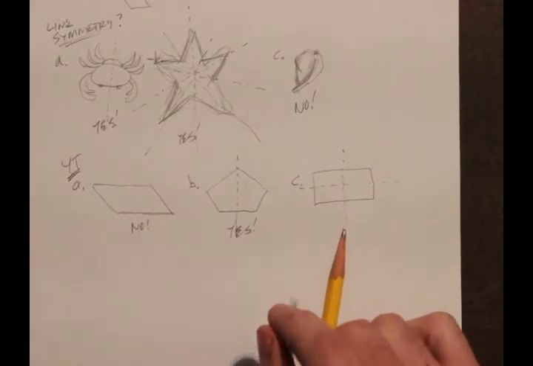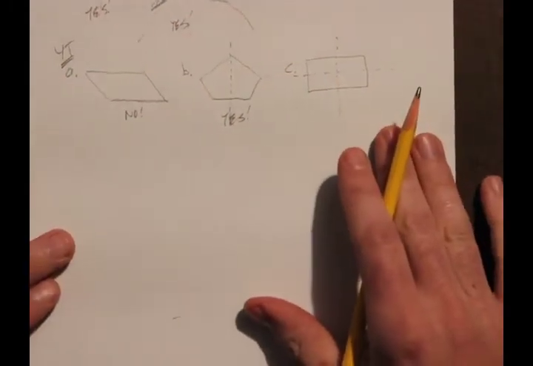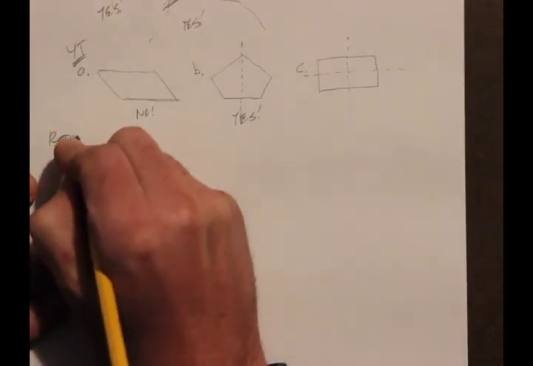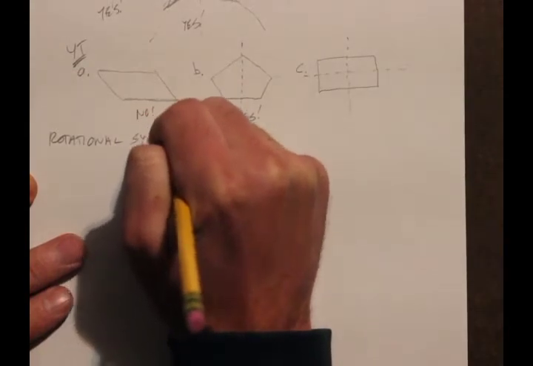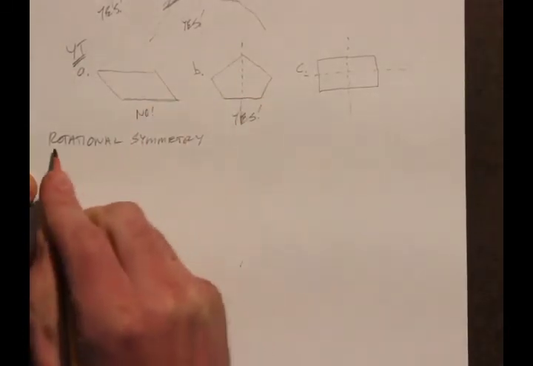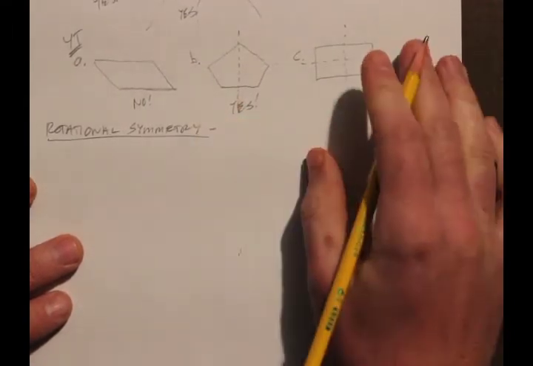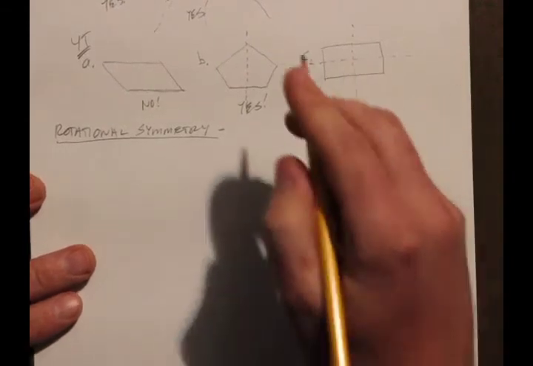All right, let's do some more symmetry. So that's line symmetry. Now we have another type of symmetry, and that's called rotational symmetry. Rotational symmetry means it can be rotated to map onto itself.